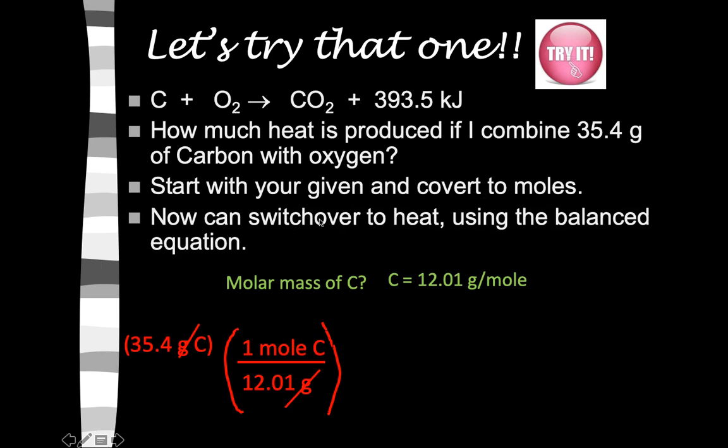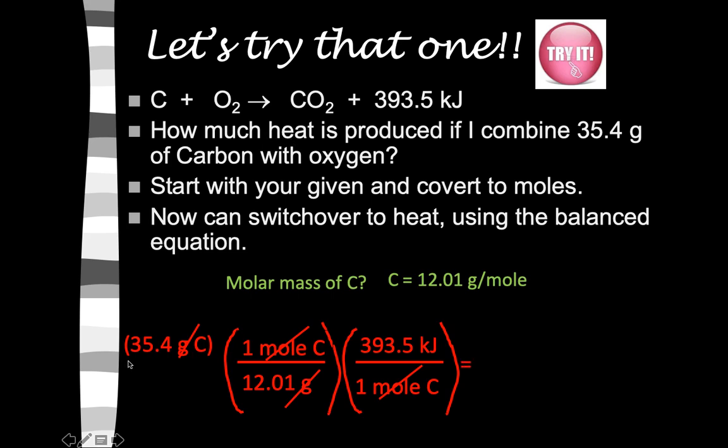Now you can do the switch over step, but you're going to switch over to heat instead of switching over to another chemical. So look at your balanced equation. There's 1 mole of carbon and there's 393.5 kilojoules. So set up your bracket. I need moles of carbon to cancel. Look at the balanced equation. There is 1 mole of carbon. And then I'm switching over to heat from the balanced equation, 393.5 kilojoules. Moles of carbon goes away. I'm at kilojoules. That is what the problem is asking for because that's asking for heat.